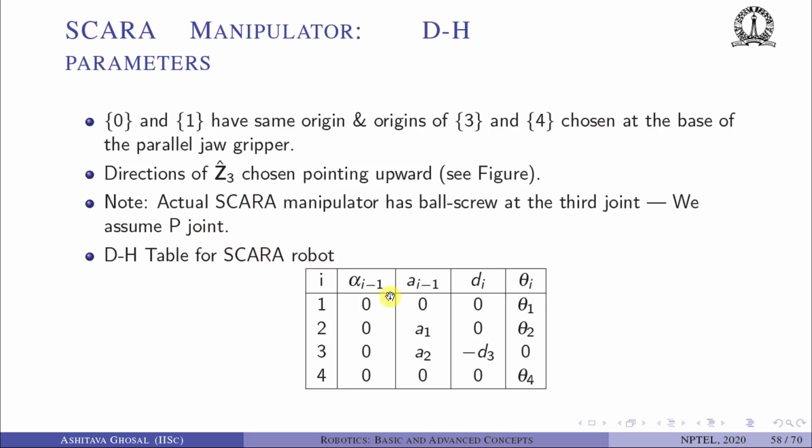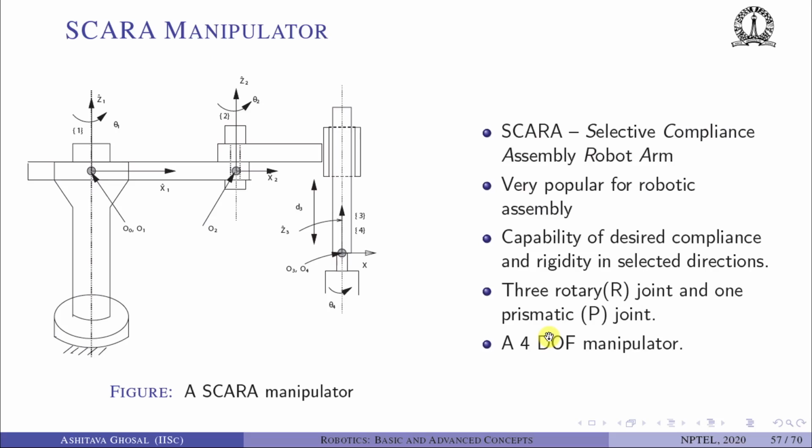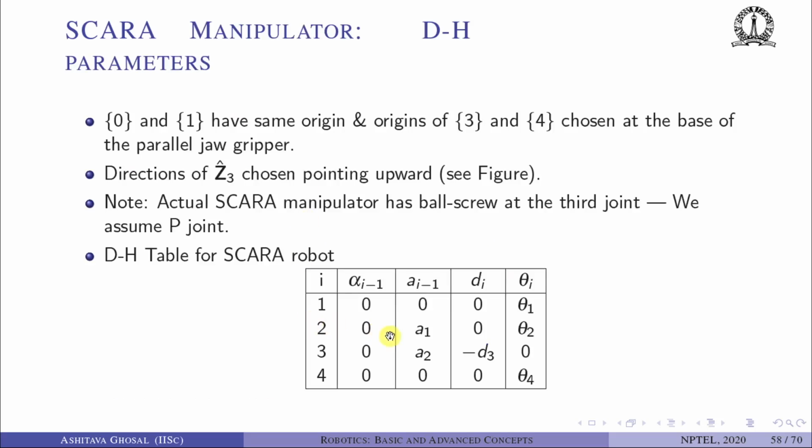So the DH table for the Scara robot: the first row is 0, 0, 0, theta 1. This first joint is rotary, and this is a special case. For link number 2, it is 0, A1, 0, theta 2. Why is it 0, A1, 0, theta 2? The distance from here to here is A1. The distance from here to here is A2. And this motion here is D3. So the second row is 0, A1, 0, theta 2.